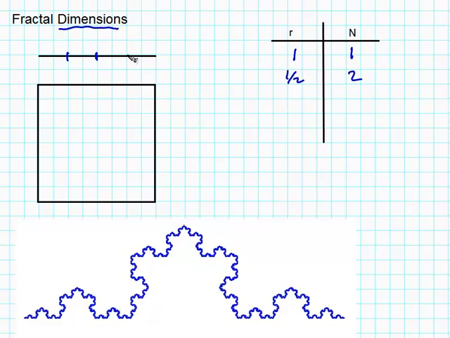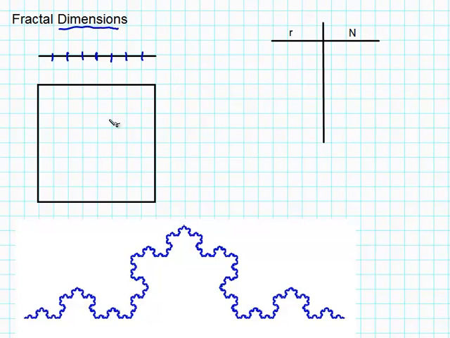If I divide it into fourths, there are four pieces that result. And if I divide it into eighths, there are eight pieces that result. Okay. So notice that n is simply the reciprocal of r here. So 1 over r raised to the first power gives me n. All right, 1 over r would flip this fraction over, and so this would be an 8, and that's an 8.